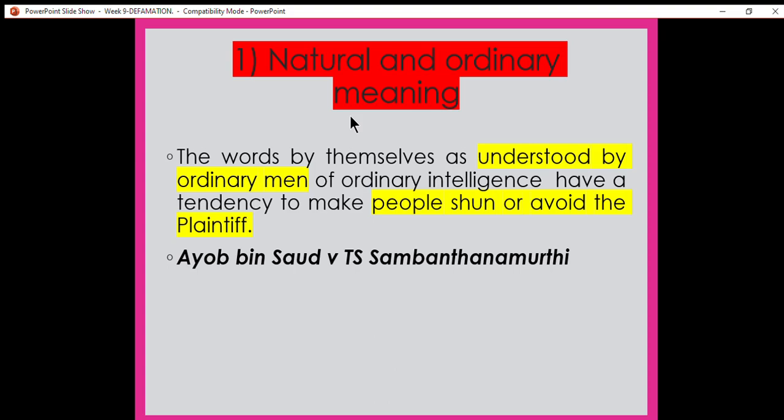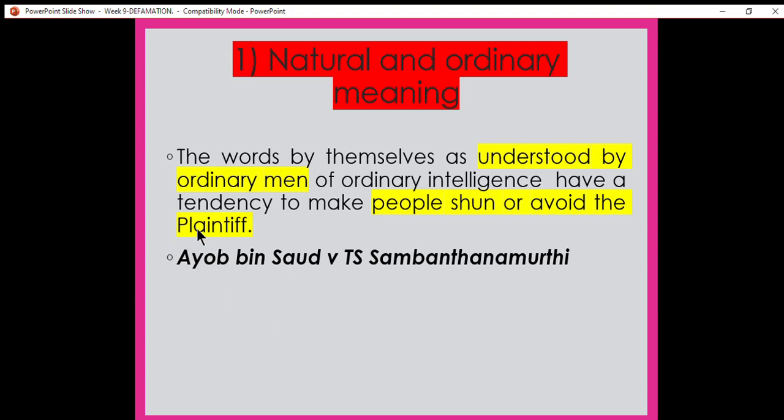Okay, the first type of defamatory words is on a natural and ordinary meaning. The words by themselves, as understood by ordinary men of ordinary intelligence, have a tendency to make people shun or avoid the plaintiff. So when the statement falls under the first type of defamatory words, it means that the meaning is based on general knowledge. Based on the statements, people may avoid the plaintiff.